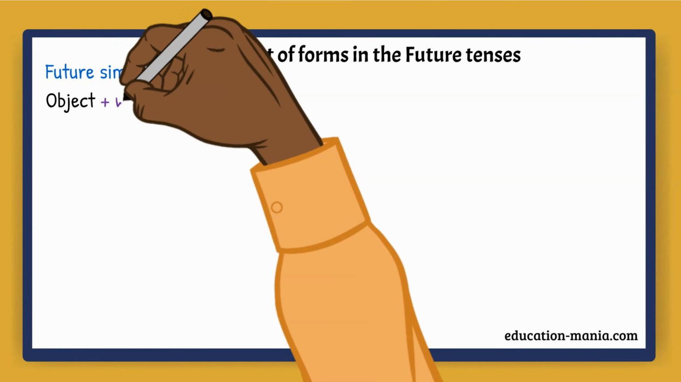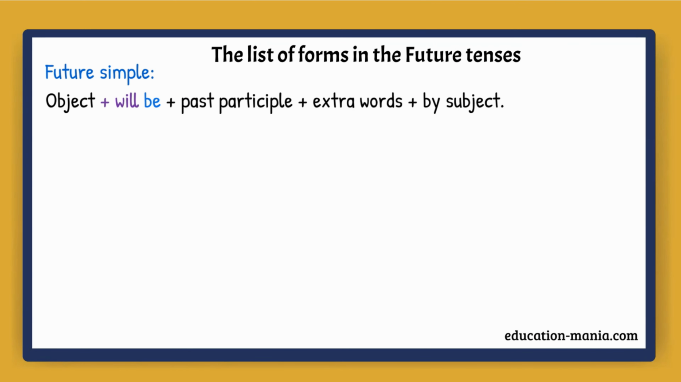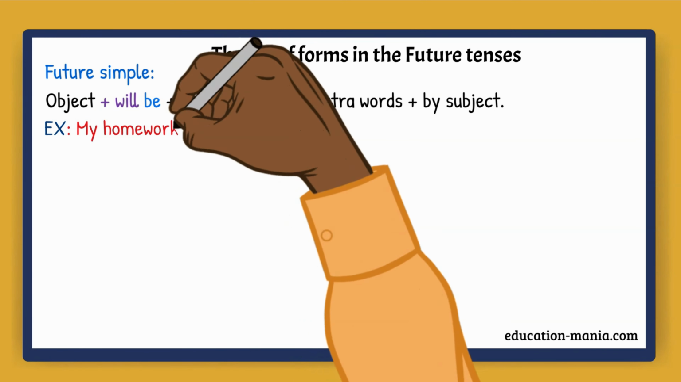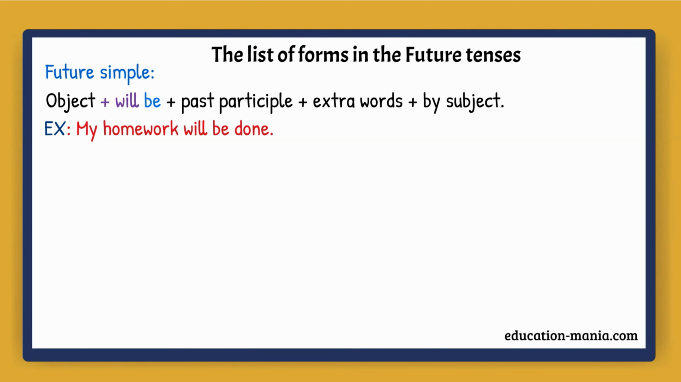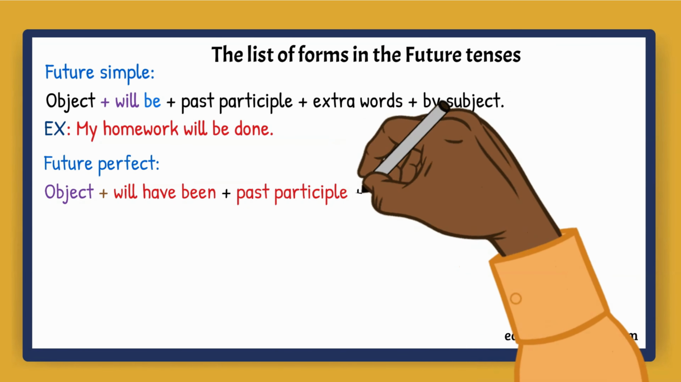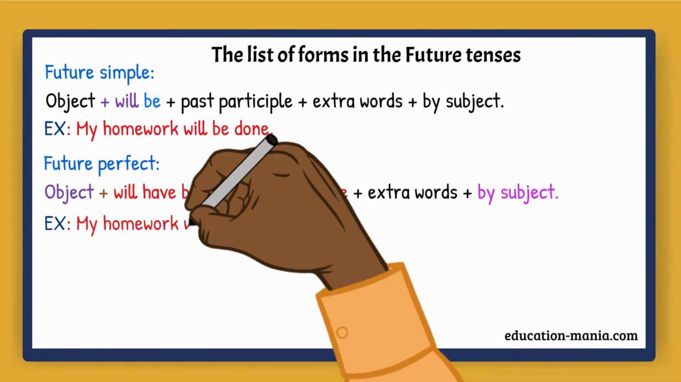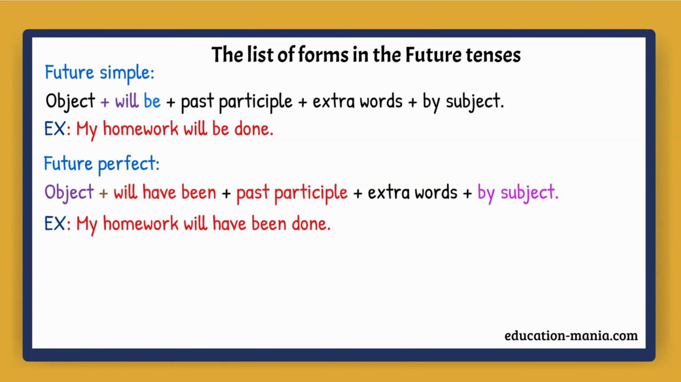In the future simple: object plus will be plus past participle plus extra words plus by subject. My homework will be done. In the future perfect: object plus will have been plus past participle plus extra words plus by subject. My homework will have been done.